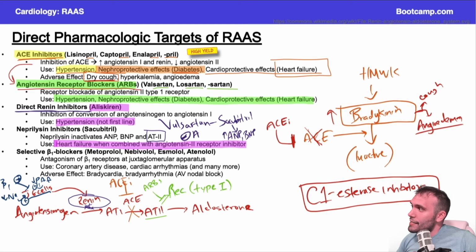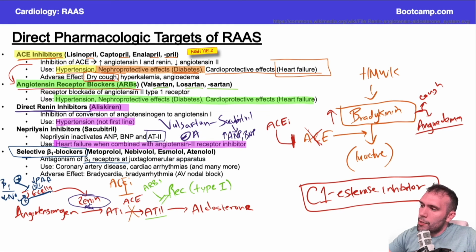Finally, the last thing on here is going to be your beta-1 blockers. And you might be saying, well, what does metoprolol have to do with this RAAS pathway? Remember, in the very beginning, I told you that beta-1 receptors stimulate juxtaglomerular cells. If you block beta-1 receptors at the juxtaglomerular cells, right, you're not going to stimulate the RAAS pathway. And that's essentially what selective beta-1 blockers do.